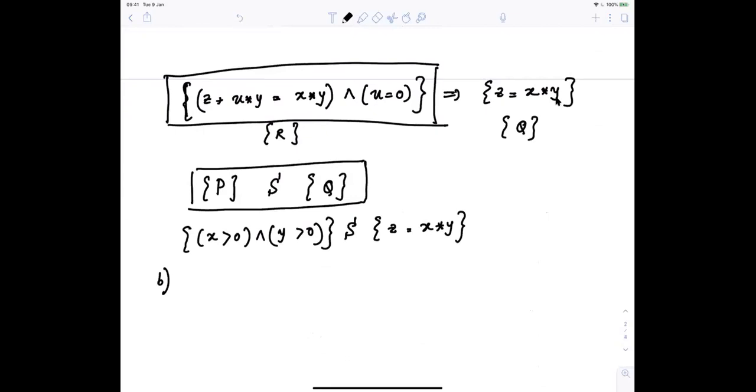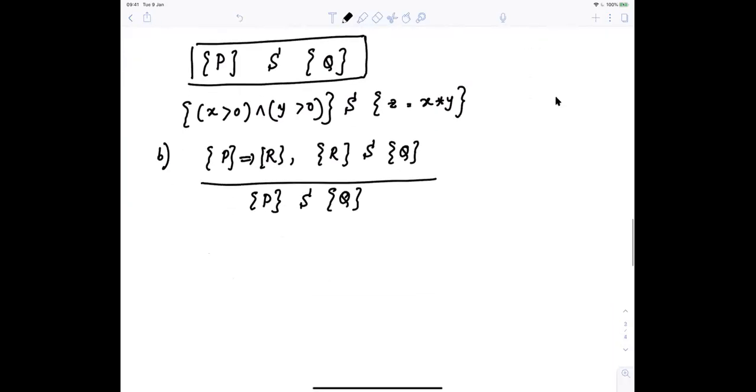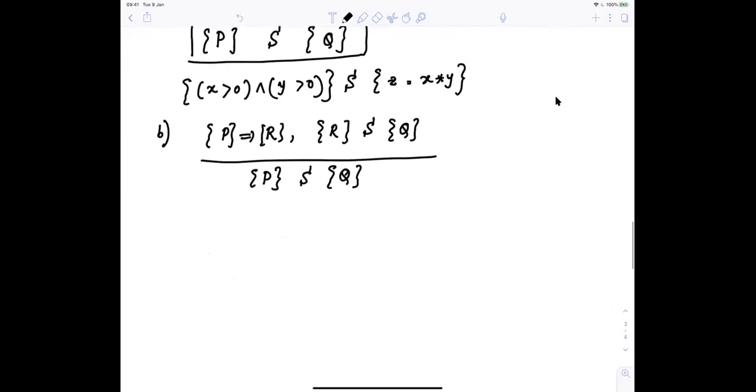What the rule states is somewhat different. You see, if P implies R and R S Q, then we can conclude that P is a precondition for the sequence of statements, and you can assert Q. Okay, this is another rule of inference. So what we are saying is, if here, what do we mean here?